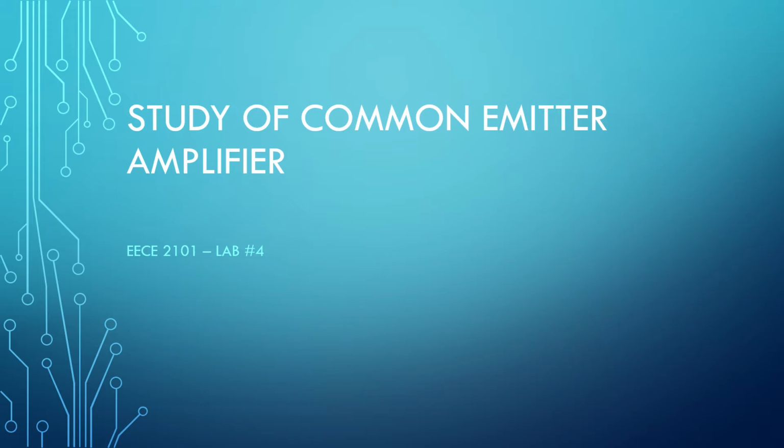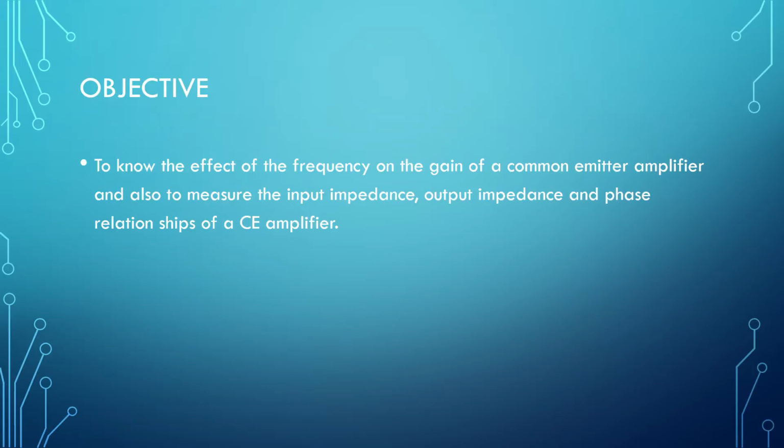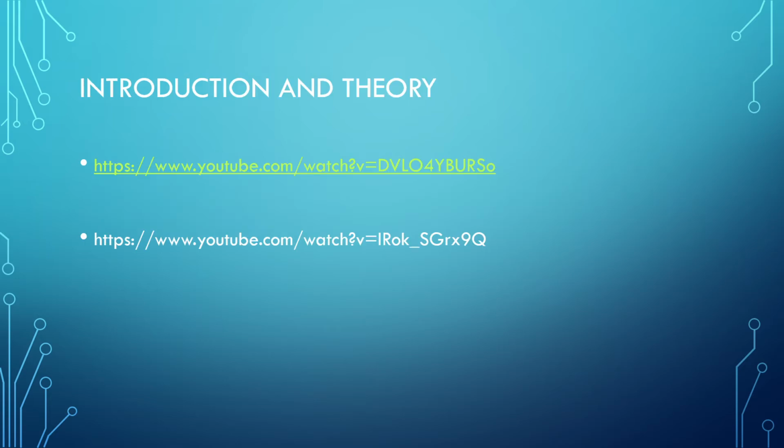Alright, for today's lab, we will study about the common emitter amplifier. Basically, it's a BJT amplifier. So the objective of the experiment is to know the effect of the frequency on the gain of a common emitter amplifier. Basically, we want to see the frequency response of a CE amplifier. Alright, and we also will measure the input impedance, output impedance, and also the phase relationship of a CE amplifier.